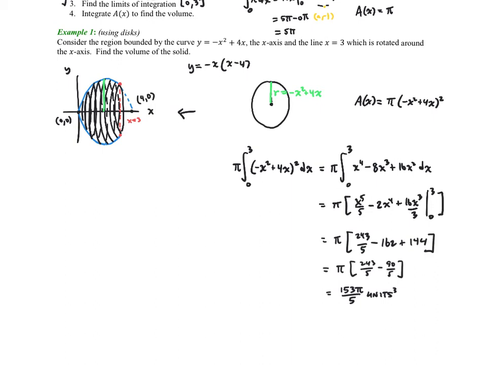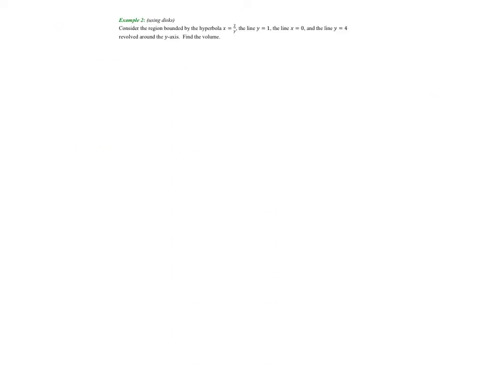Our last example for the disk method. Okay, let's continue with the disk method, considering the region bounded by the hyperbola x equals 2 over y, the line y equals 1, the line x equals 0, and the line y equals 4, revolved around the y-axis.